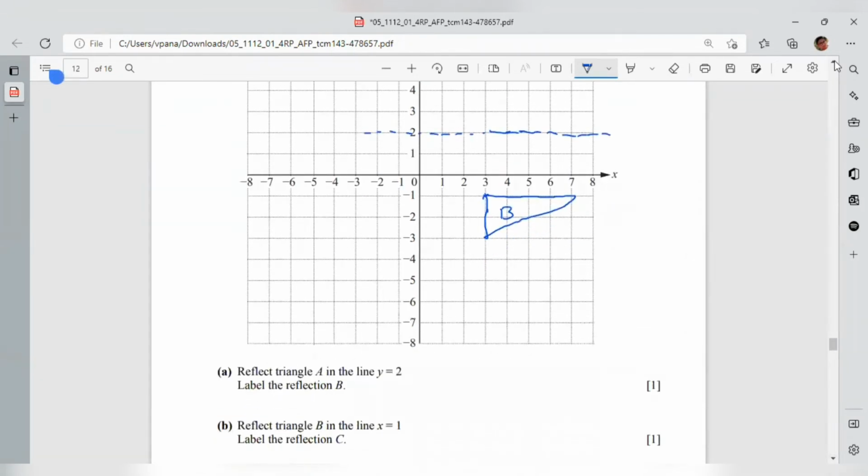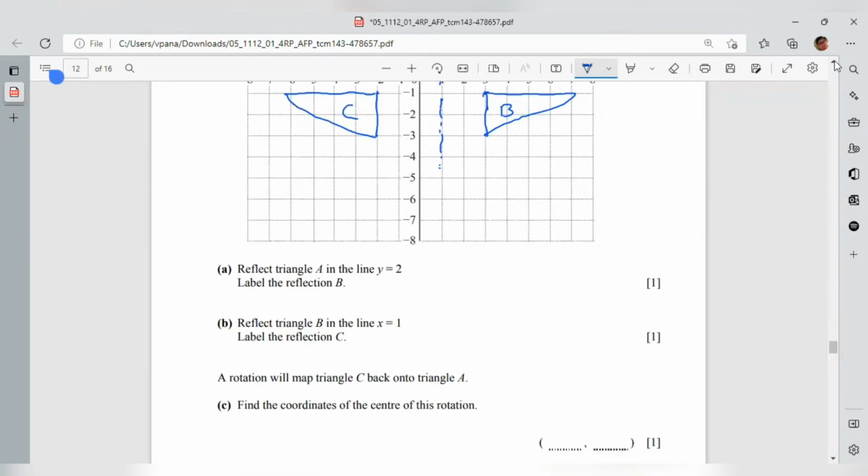Now reflect triangle B in the line x is equal to 1. This B you have to reflect in the line x is equal to 1. So x is equal to 1 is this line, correct? So this is your line of reflection. And you are going to reflect this triangle in x is equal to 1 and label the reflection as C. So you go 2 points over here.